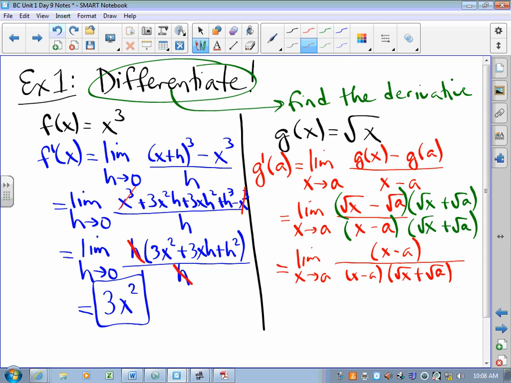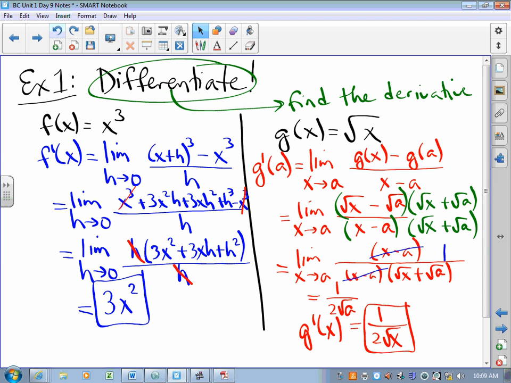X minus a. Those go away, and we're looking for the limit as x approaches a. So that's 1 over 2 radical a. Now, g prime of a is 1 over 2 radical a, so g prime of x is 1 over 2 radical x. It's one of those things that almost makes sense if you think about it. But this is cool.